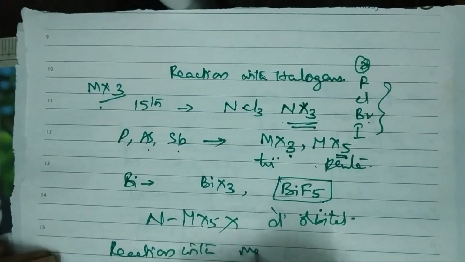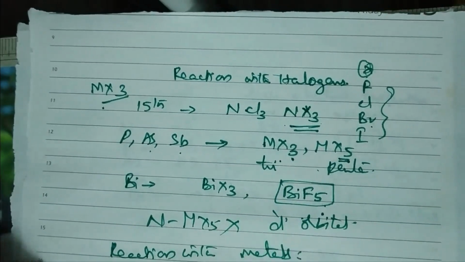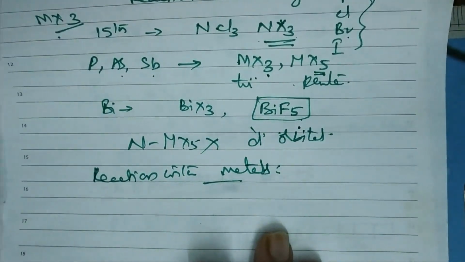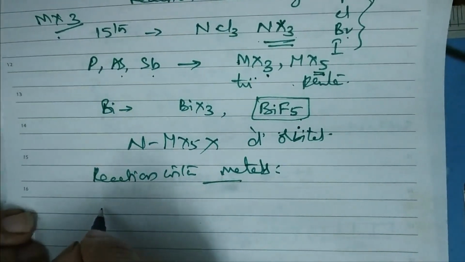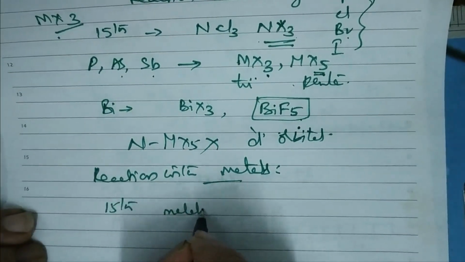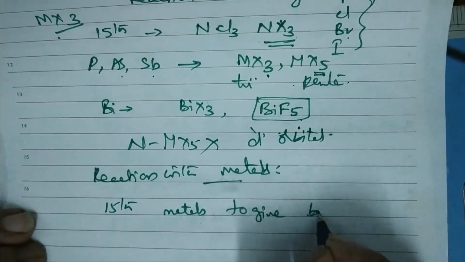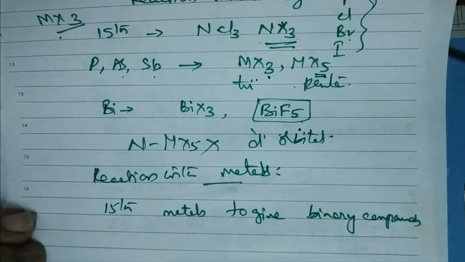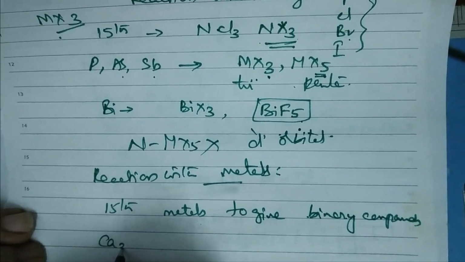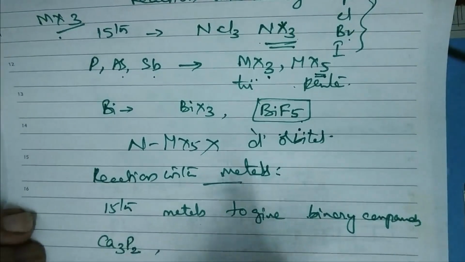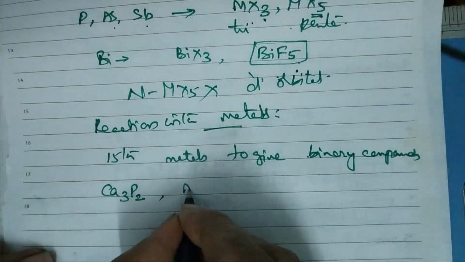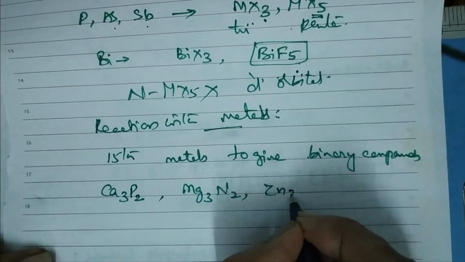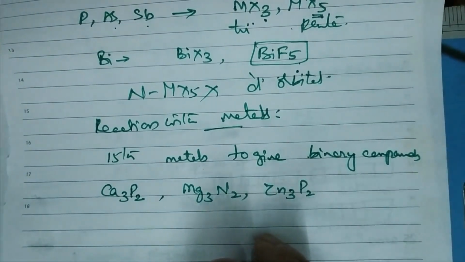Reaction with metals. How do 15th group elements react with metals? 15th group elements react with metals to give binary compounds. What are those binary compounds? For example, Ca3P2, calcium phosphide. Mg3N2, magnesium nitride. And Zn3P2, zinc phosphide.